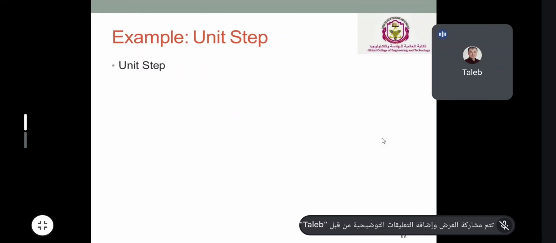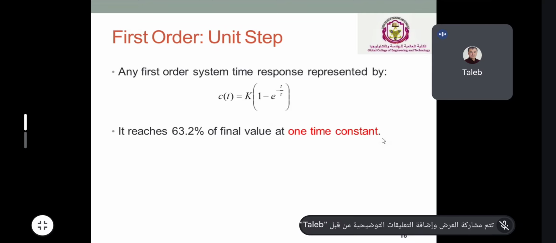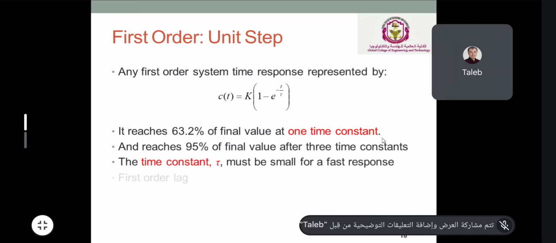Okay, so you learned the step response. You need the step with the time constant. So 63.2% of the final value is called the time constant.